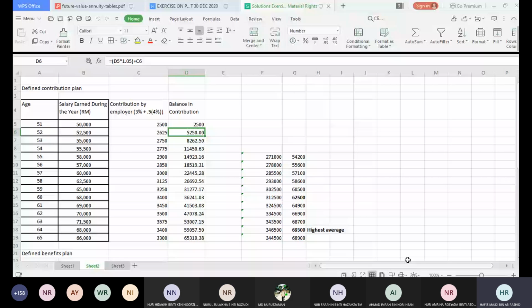So the example which I say, let's say Mr. Ali only contributes 2%. So for Mr. Ali, the employer will only pay 4%. For Mr. Ahmad, the employer will pay 5%.